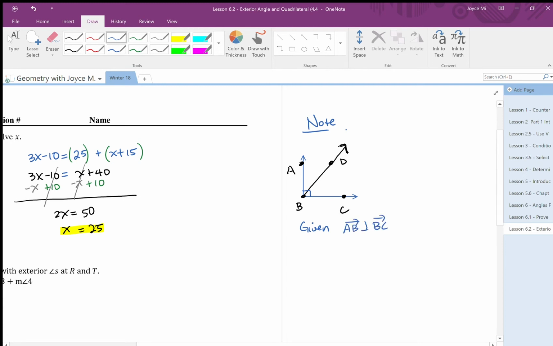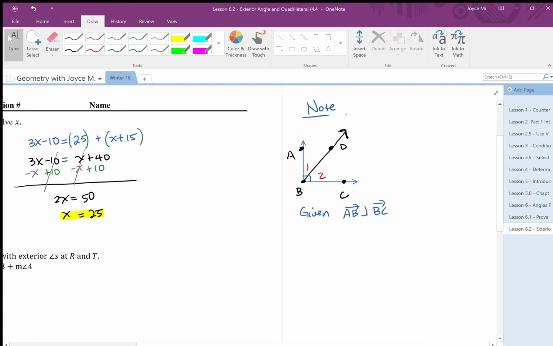So you're given that, and now I'm going to label this one angle 1, angle 2. Given this, I can say that angle 1 plus angle 2 is going to be complementary. Well, what makes it complementary? I'm not talking about the perpendicular line, which makes angle ABC equal to 90, but about the two angles here.